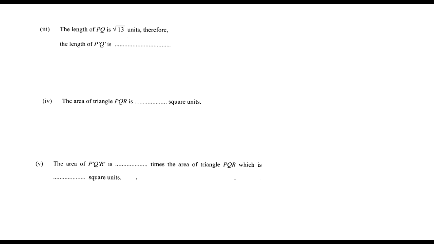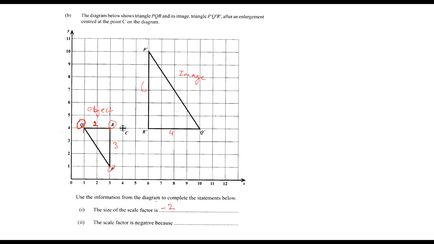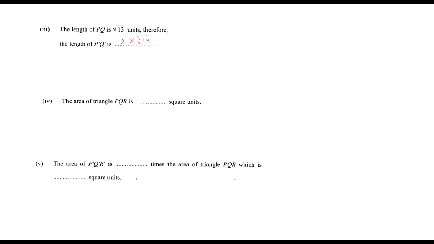Now they told you the length PQ is square root of 13 units. Therefore the length P prime Q prime will just be 2 multiplied by root 13, because remember the image is larger than the object. And the scale factor is -2, but we can ignore the negative sign. So we just have to multiply 2 by square root of 13, and you can work that out or leave that as is.